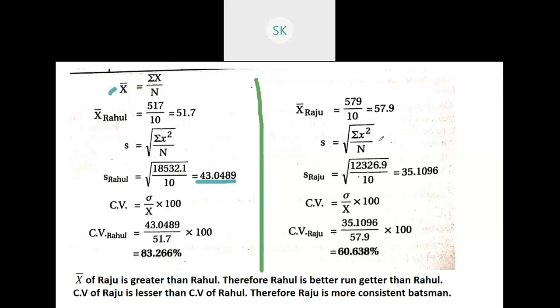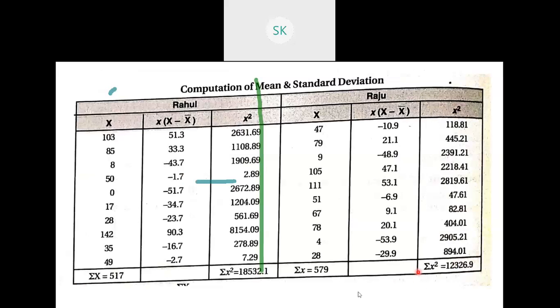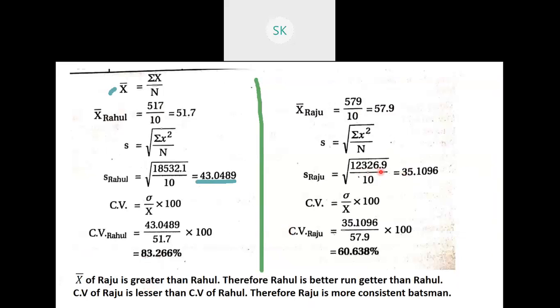Coming to Raju, we already calculated sigma x square, which we can find here in the last column: 12,326.9. The same thing we have considered here, 12,326.9 by 10, as n is 10 as usual. So we have 35.1096 as the value of standard deviation. So we found out standard deviation for Rahul as well as Raju.